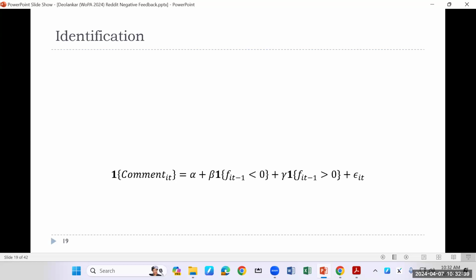Before you go into identification, can you sell me on why comment creation is the right variable to focus on as a result of feedback? Well, like I said, 98% of the data that's out there is just comments. So that's the biggest chunk of the UGC repository that's out there.